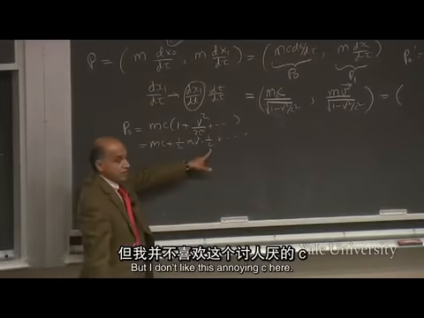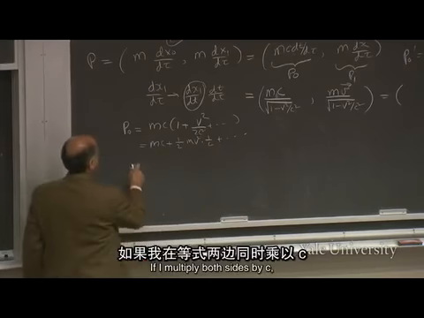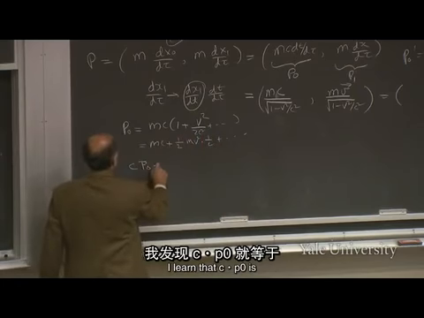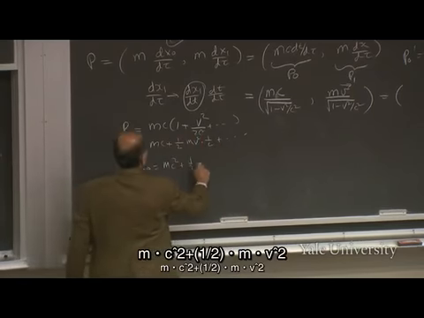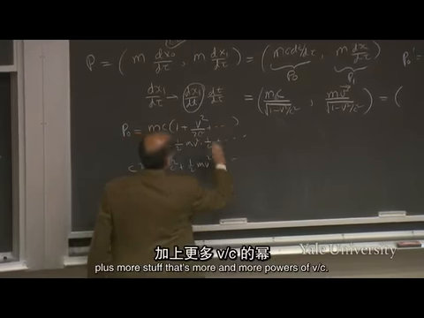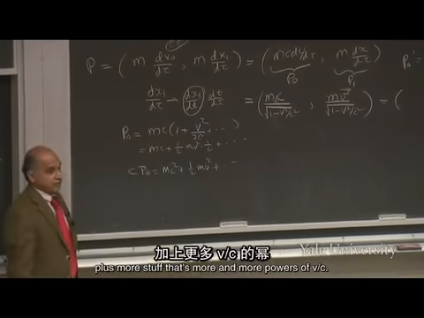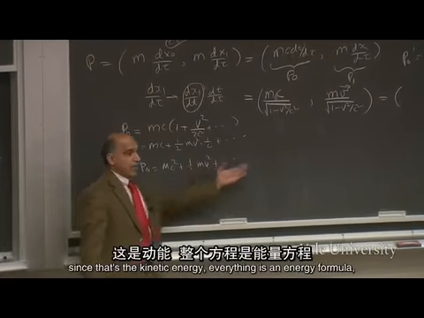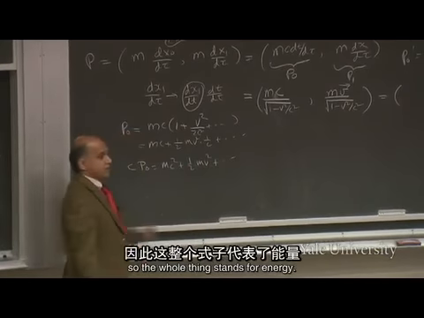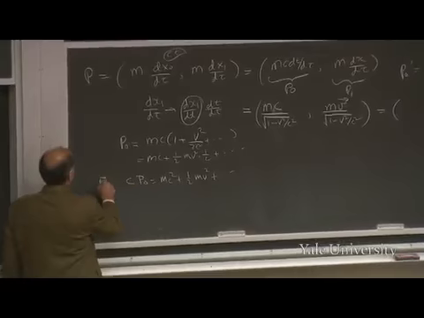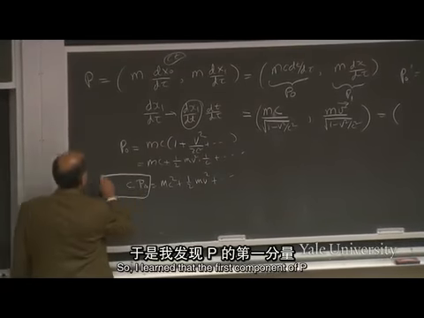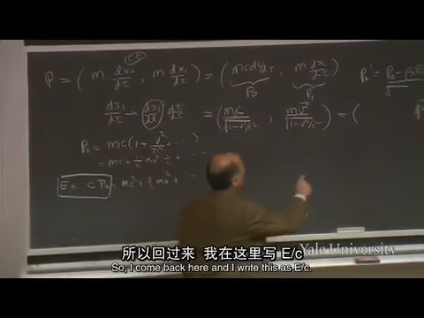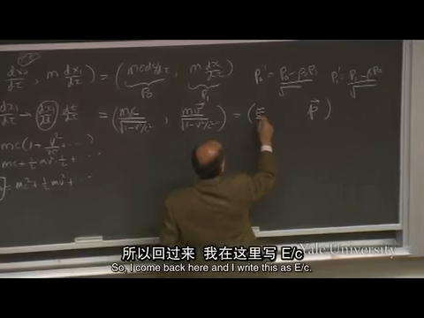But I don't like this annoying c here. If I multiply both sides by c, I learn that c times P0 is mc squared plus 1/2 mv squared plus more stuff that's more and more powers of v over c. But this, I argue, since that's the kinetic energy, everything is an energy formula, so the whole thing stands for energy. So I learned that the first component of P is energy divided by c. So I come back here and I write this as energy divided by c.